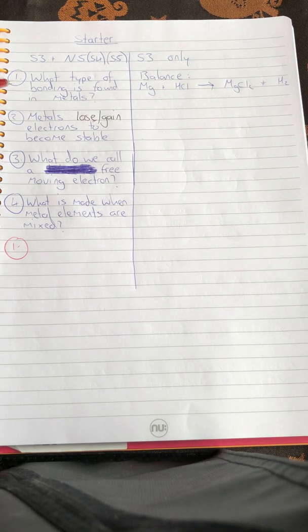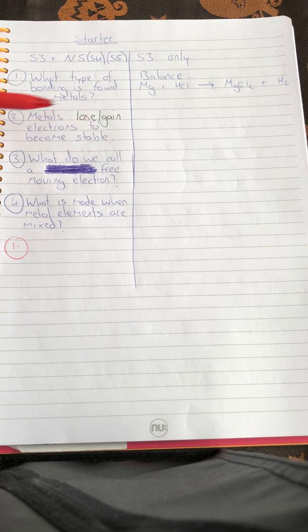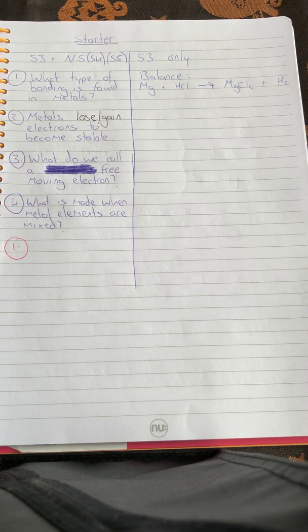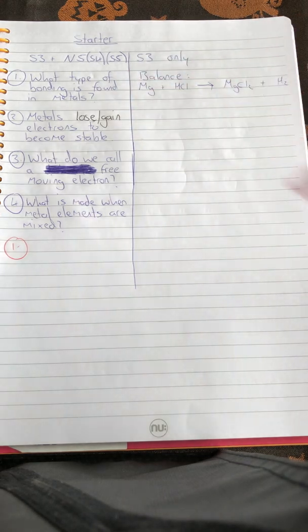Okay, so the 4 questions: what type of bonding is found in metals? For question 2, I would like you to copy this out, but I would like you to score out one of these. So do metals lose electrons to become stable, or do metals gain electrons to become stable? Question 3, what do we call a free moving electron? And then question 4, what is made when metal elements are mixed together? Because remember, we can't get metal compounds. And then that one there, just do your wee balancing.